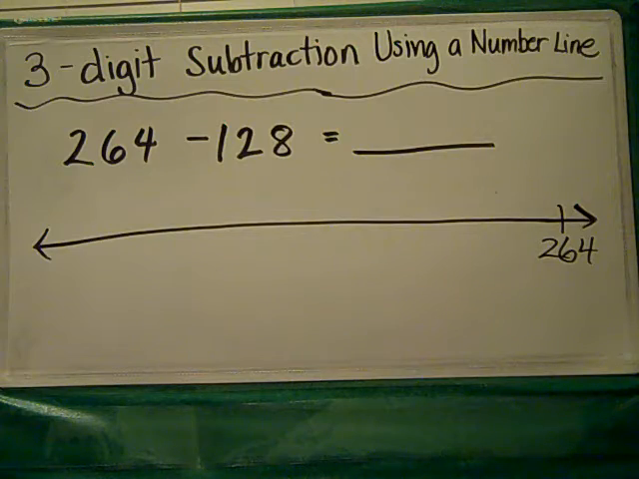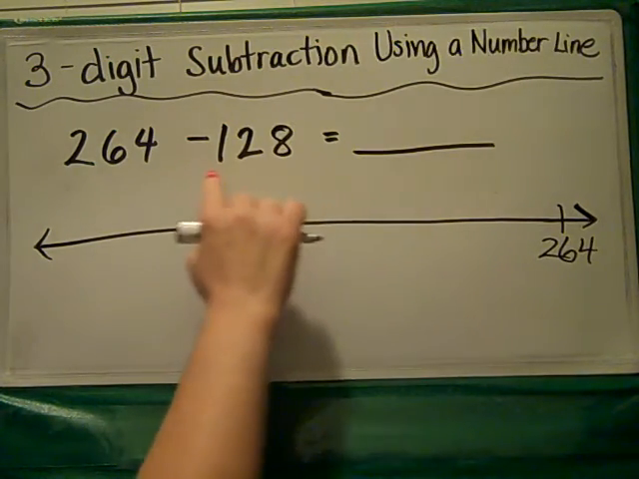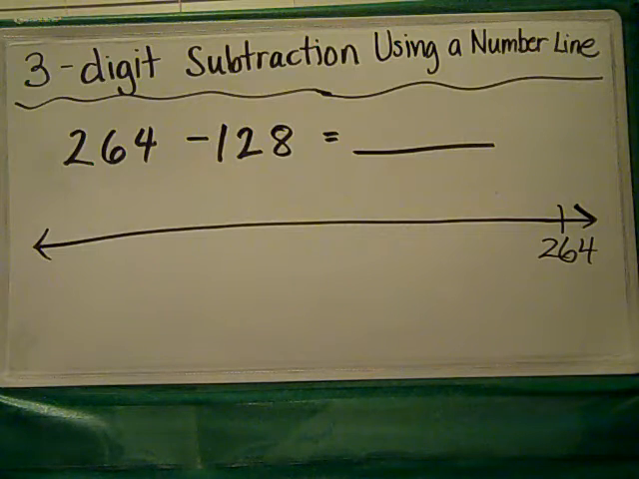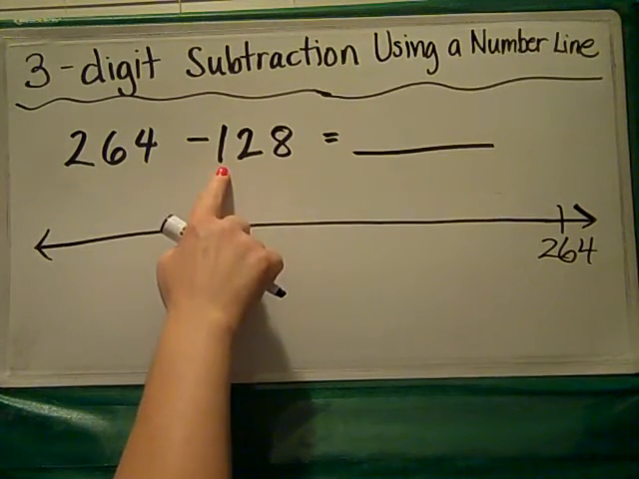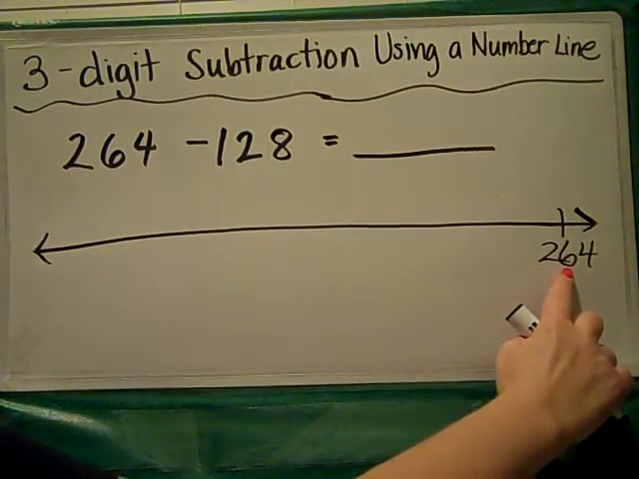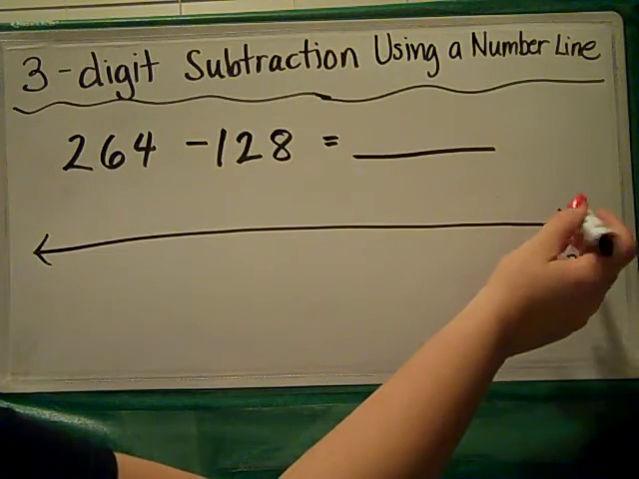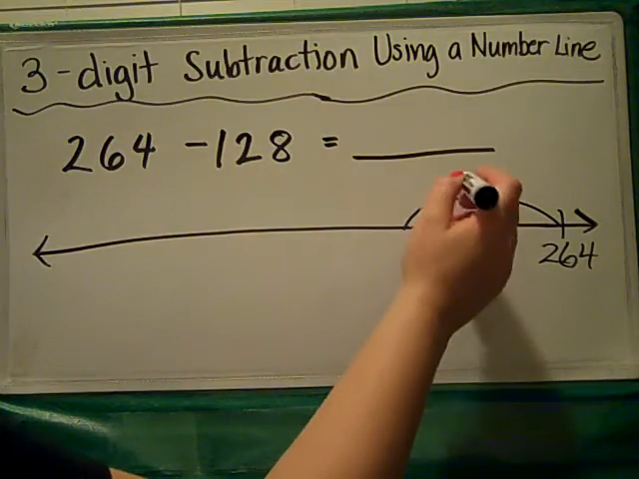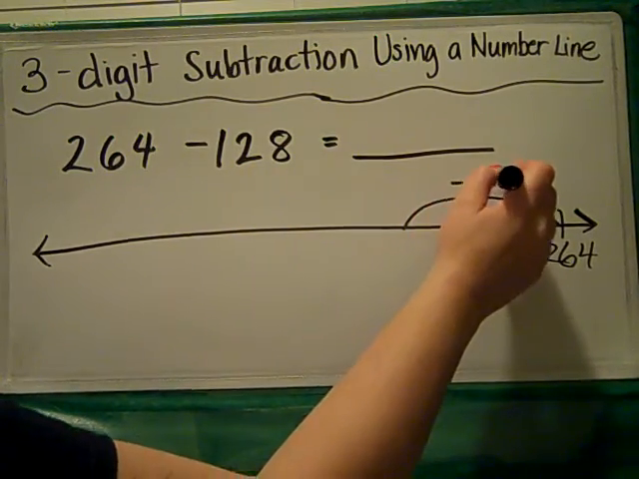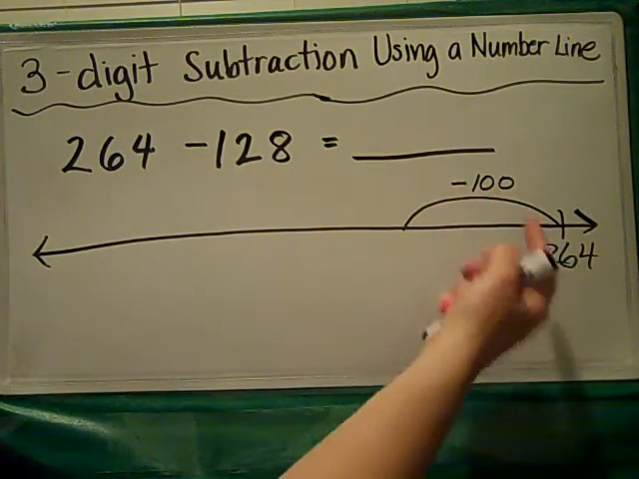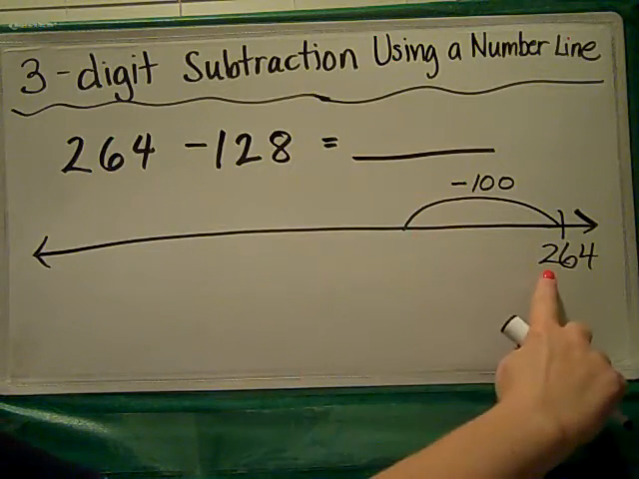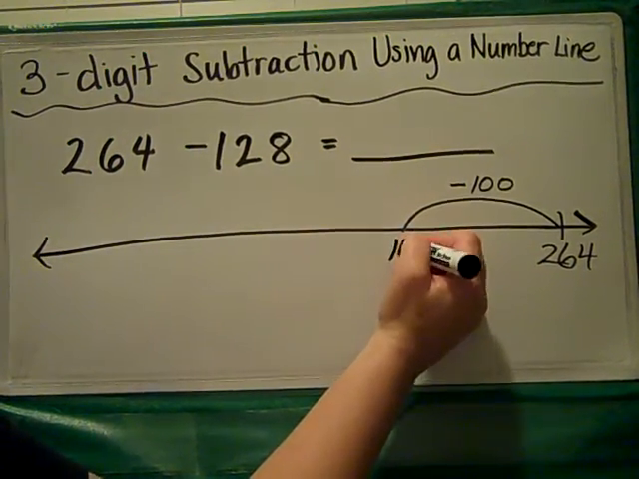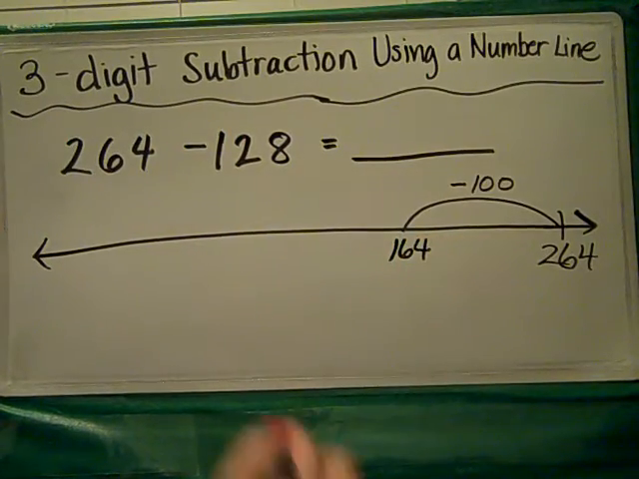What I'm going to do is break this down again by place value into hundreds, tens, and ones to make it easier. I'm going to start with the hundreds. So if I have 264, I'm going to hop backwards 100. And I'm going to write minus 100 to show that I'm going backwards. If I take 100 away from 264, I have 164.